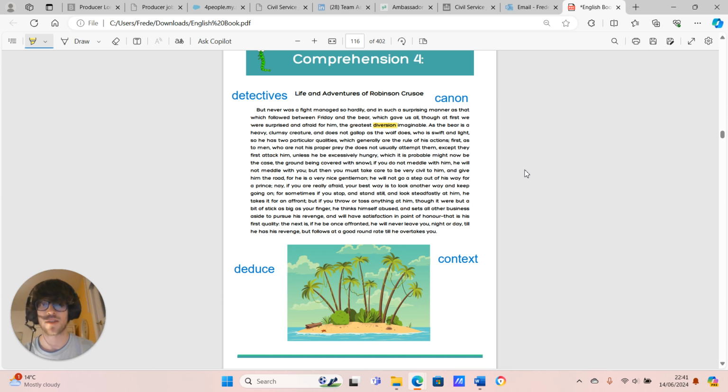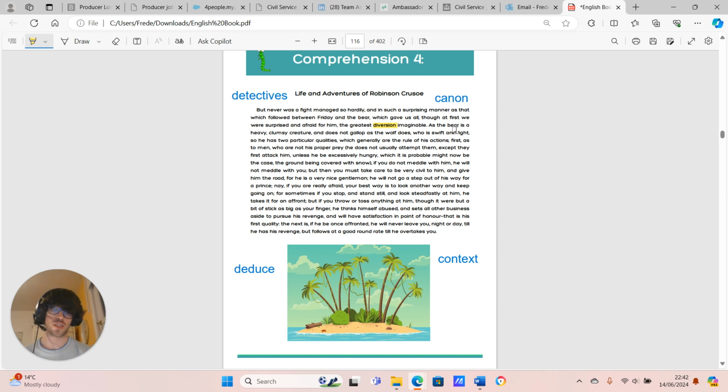Remember, use context. It gave us the greatest diversion imaginable. So, there's a bear involved, someone's interacting with a bear. That doesn't sound like it might send us off in a different direction. It sounds like maybe a distraction, or a bit of entertainment. Diversion, traditionally, another meaning, is something entertaining. Like, a diversion is something you might do in your free time.